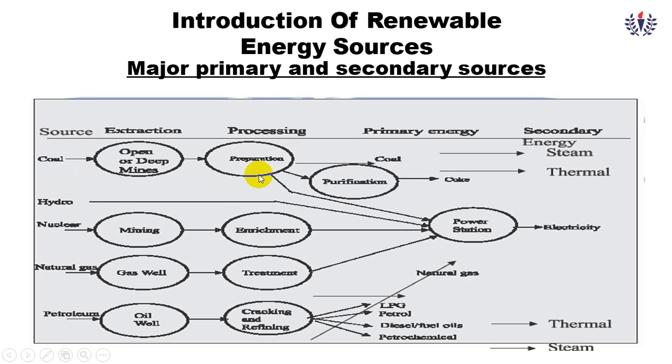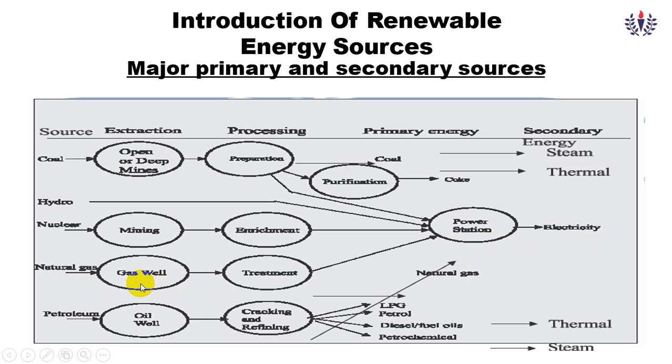When the coal is extracted, it has to be processed, then purified, then you can convert it into heat energy. The primary energy is actually coal energy, that is the steam energy. Then you can convert it into electrical energy. Then it can be generated as electricity. So this is the first form. Second form is hydro. Hydro, you can directly put it in a power station and make the turbine rotate, and you will get the electricity directly. Nuclear energy, you have to do enrichment, and once again you have to put it in a nuclear reactor. Once again the same steam energy, thermal energy, then power station, then you will get the electricity.